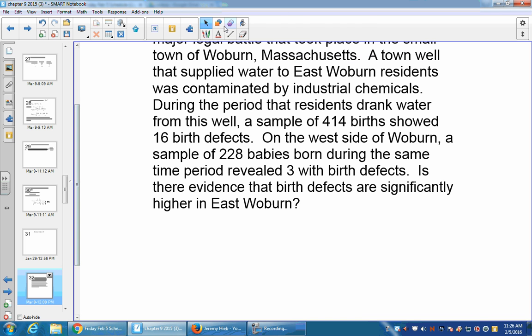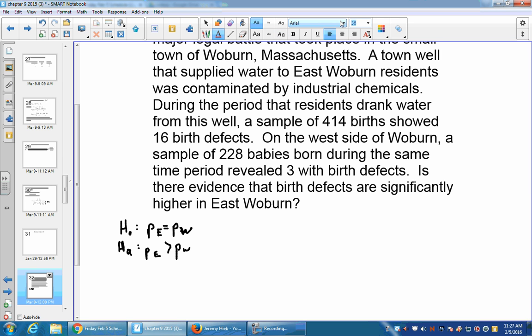So our null hypothesis is that the proportions of birth defects are the same. And instead of using P1 and P2, it's probably going to be better if I talk about east and west. So let's say the probability of east is the same as the probability of west. And now we want to see if we have evidence that they're higher in East Woburn. So we want to find the probability that in East Woburn there's a higher proportion of birth defects than in West.